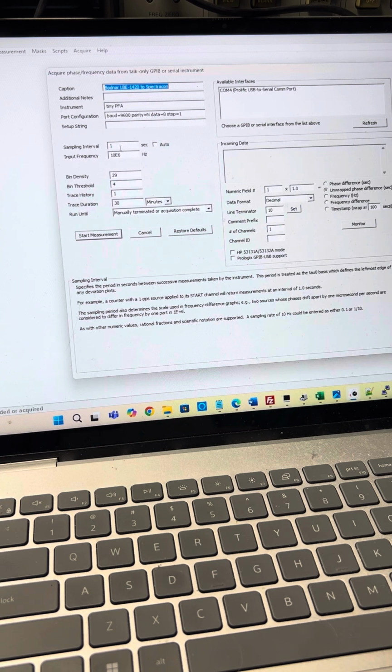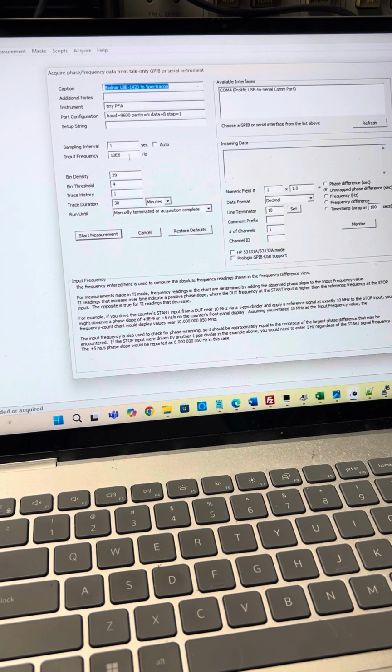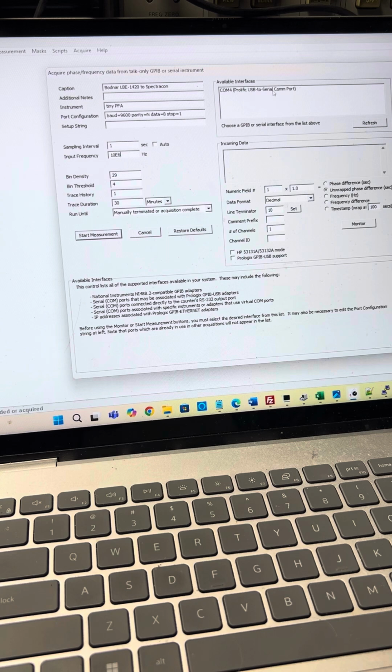So there is a tau setting or a sample interval setting. I've matched that with 1 second here. Our input frequency is 10 megahertz. We're going to set it for 30 minutes. And we have USB to, you can refresh this window, but I know it's COM4. And then we are going to say, let's monitor.